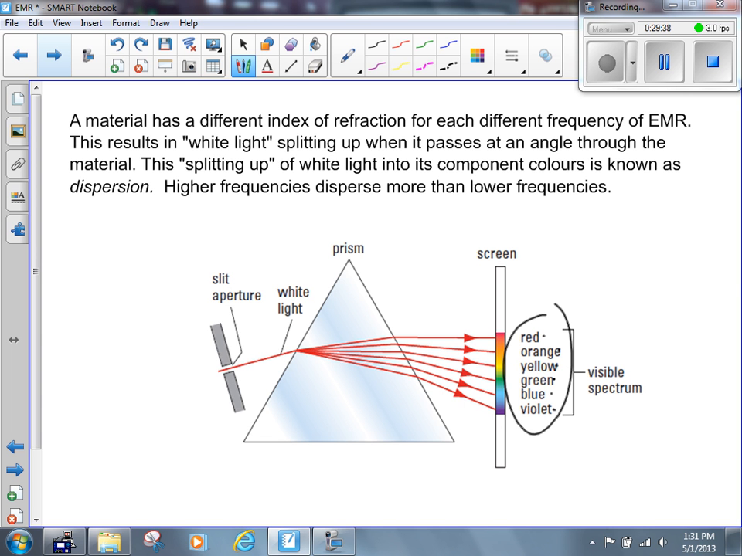That process is called dispersion. The phenomenon whereby white light splits up into its component colors because the thing doing the splitting up, the prism in this case, has a different index of refraction for each color.